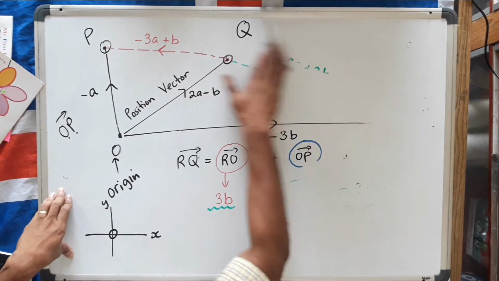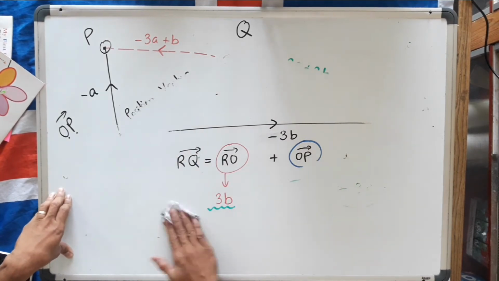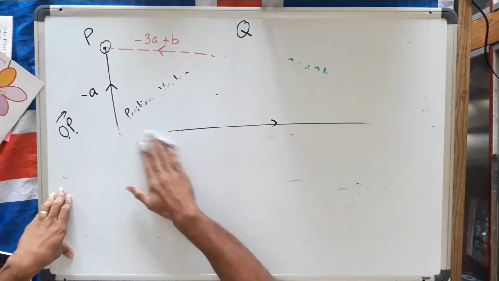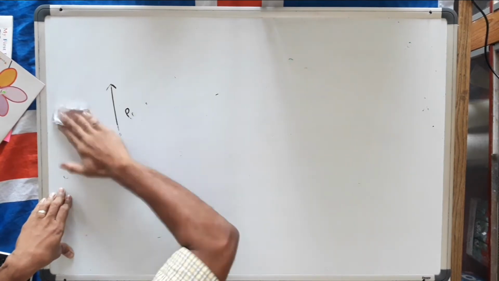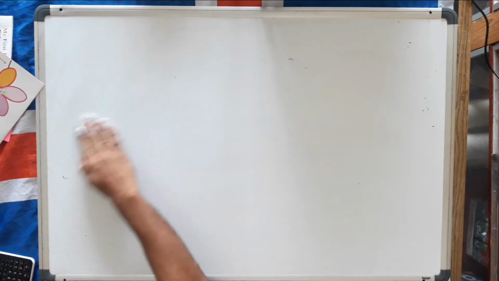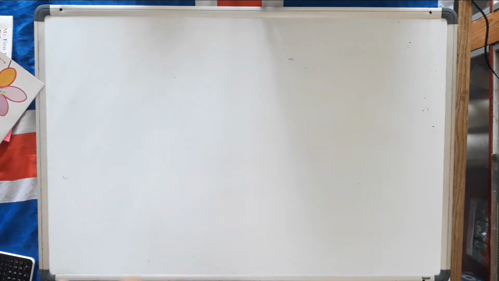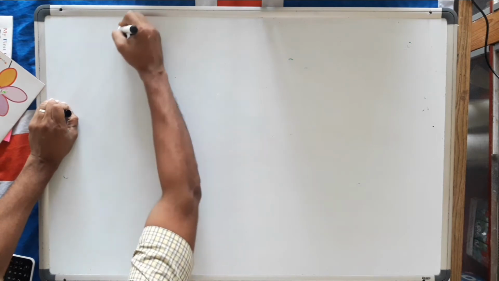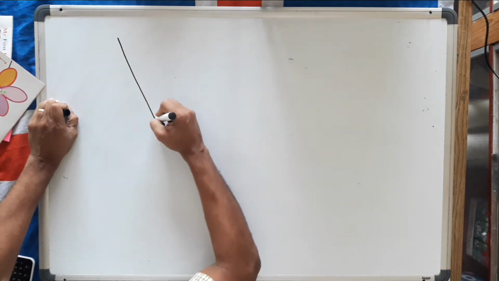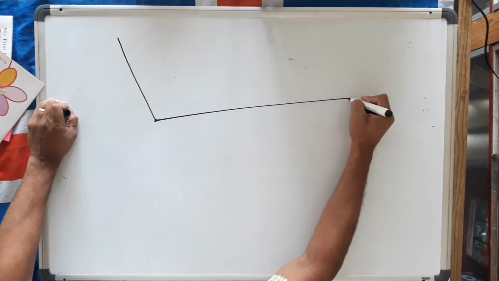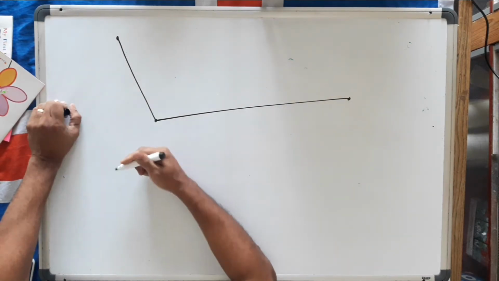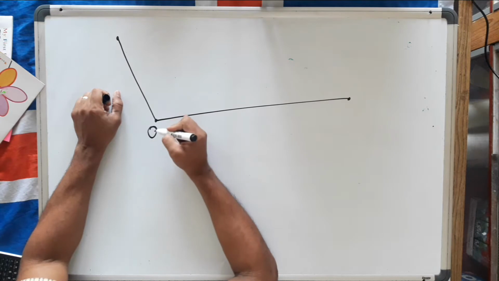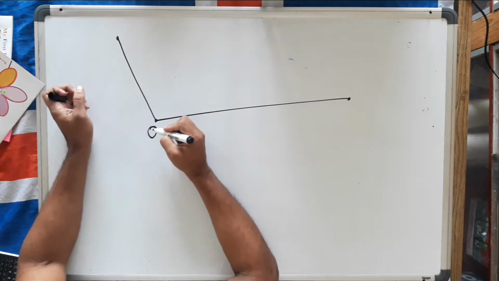All right, let's go here again. Let me put a vector here. Now, there are certain vectors you can draw on graph paper and certain vectors you cannot draw on graph paper.